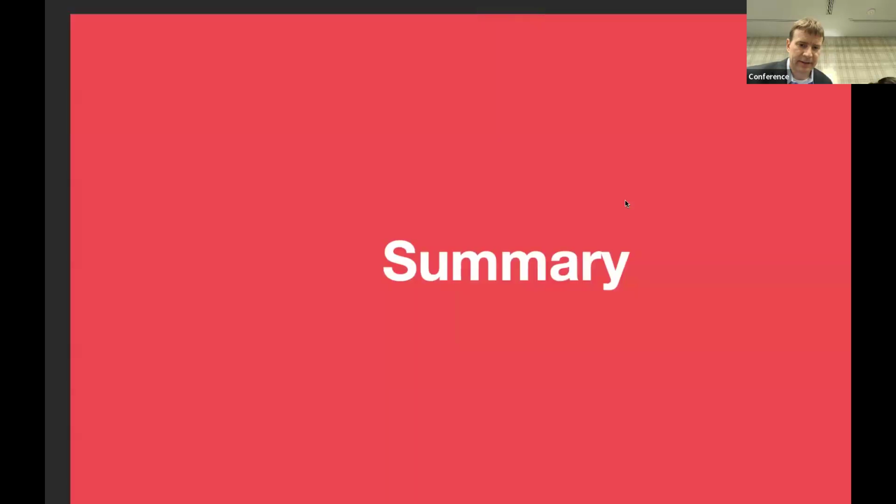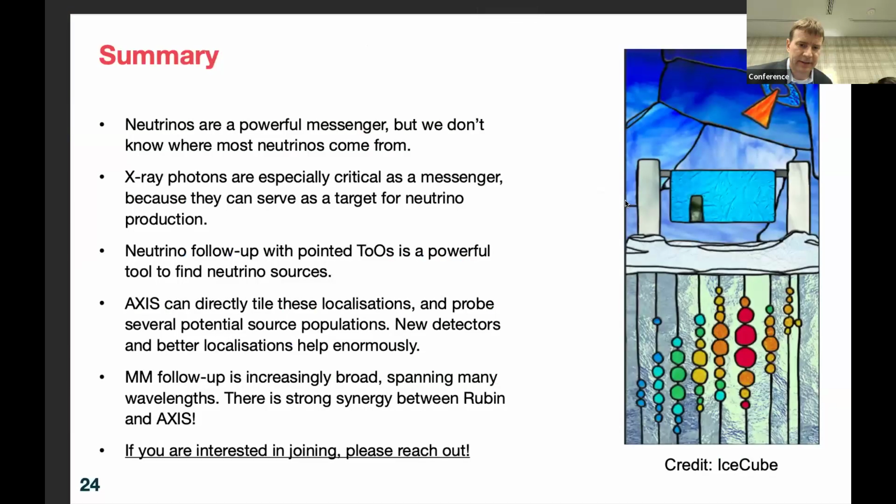So let me just sum up. Neutrinos are very powerful messengers, and we don't know where most of them come from, which is really great because it means there's a huge number of open questions that we have a chance of answering. X-rays are extremely critical as a messenger because they are the target for neutrino production. So when you already detect something in X-rays, you're halfway there.